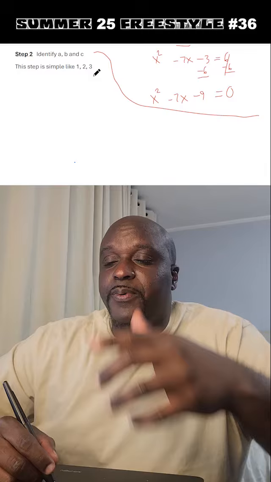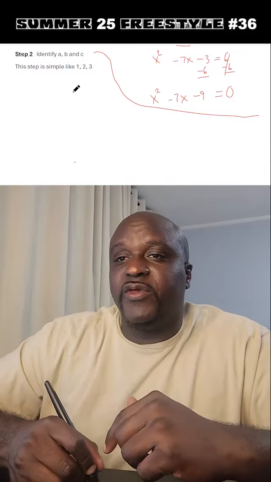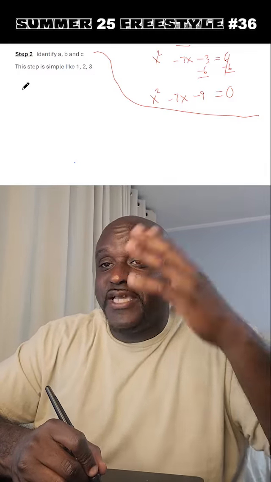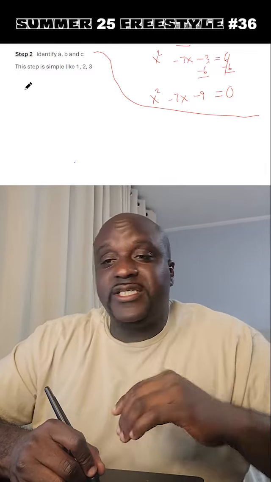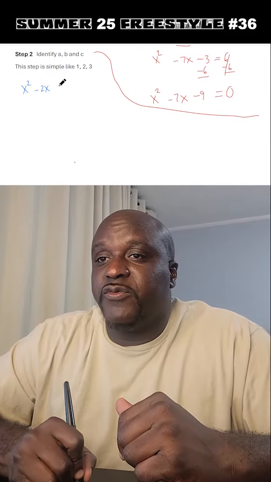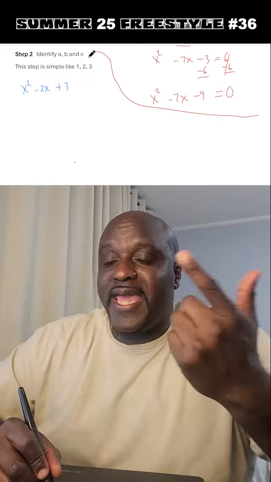Can we up to step 2? Identify A, B, and C. The step is simple, like 1, 2, 3. So let me break it down, represent from the crown. Hold on for a second, I'm gonna show you how I get down. I got x squared minus 2x plus 3. Now I'm about to find out what A, B, and C are.